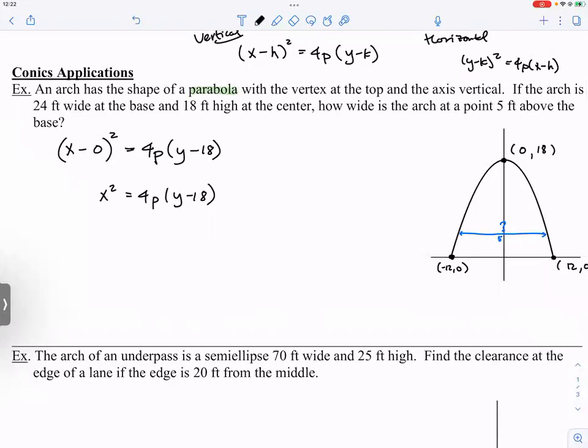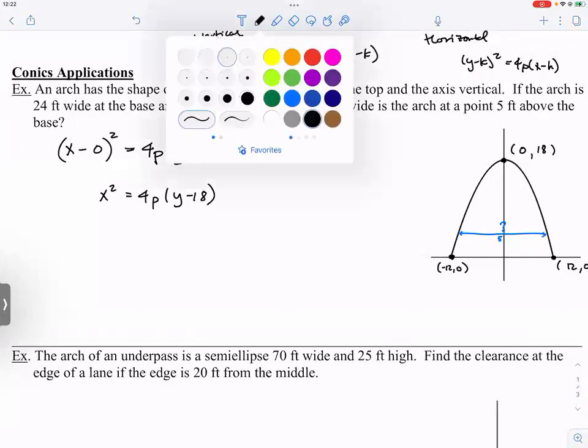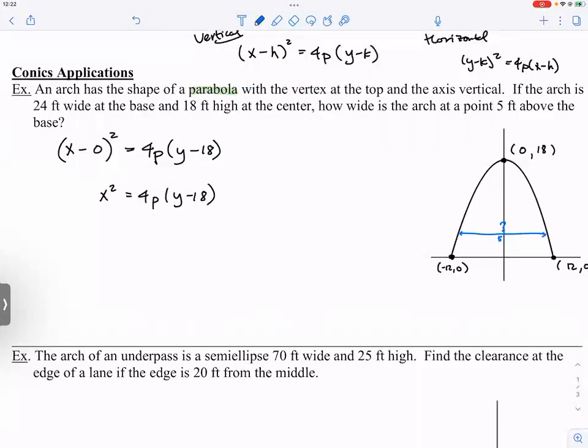You have to plug it in and solve. Now, it might be tempting for you to think about the origin being something special. The worst thing that could happen is that some people might think about the origin as the focus. No, nobody said anything about focus in this question. So the only way we can find out the p is by substituting some x and y values into the equation.